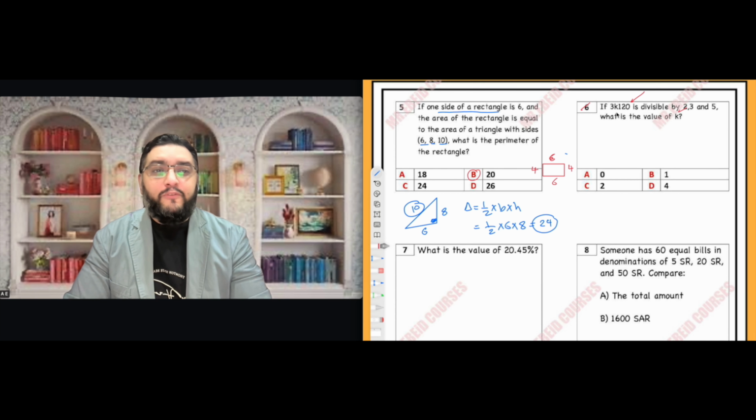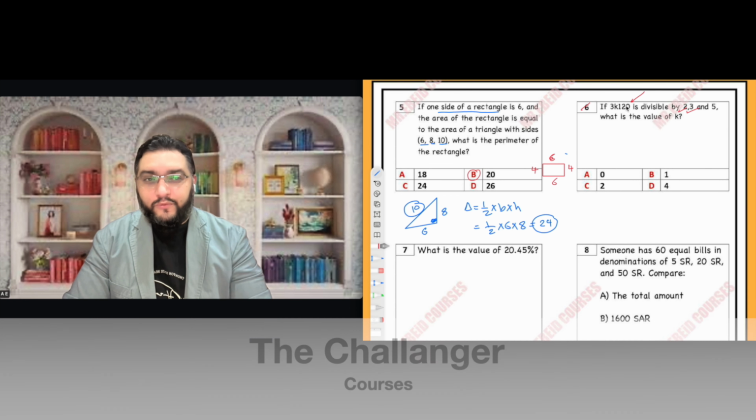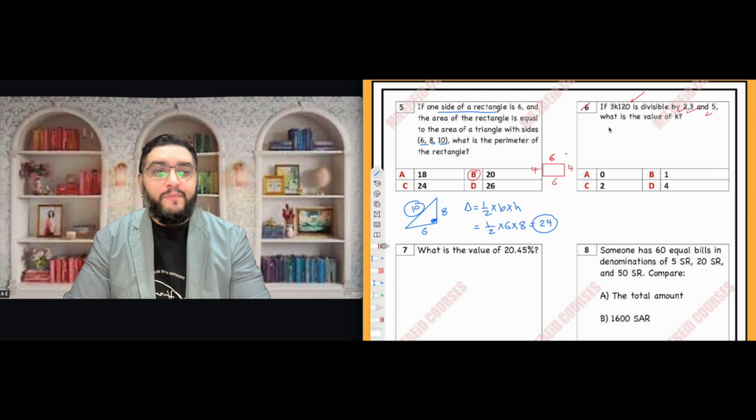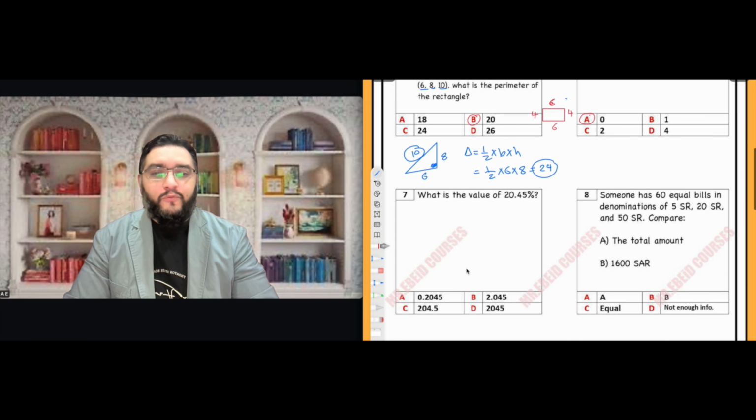Divisibility by 3: if you add all of the digits, it will be a number divisible by 3. It means if you add 3 plus 1 plus 2 plus 0, it will be 6, and 6 is divisible by 3. So this number is also divisible by 3, so it satisfies this condition. Divisibility by 5, the number should end with 0 or 5. The number here ends with 0. So it's divisible by 5. So no need to put any values in the place of k, just put 0. The answer is. Let's move to the next question.